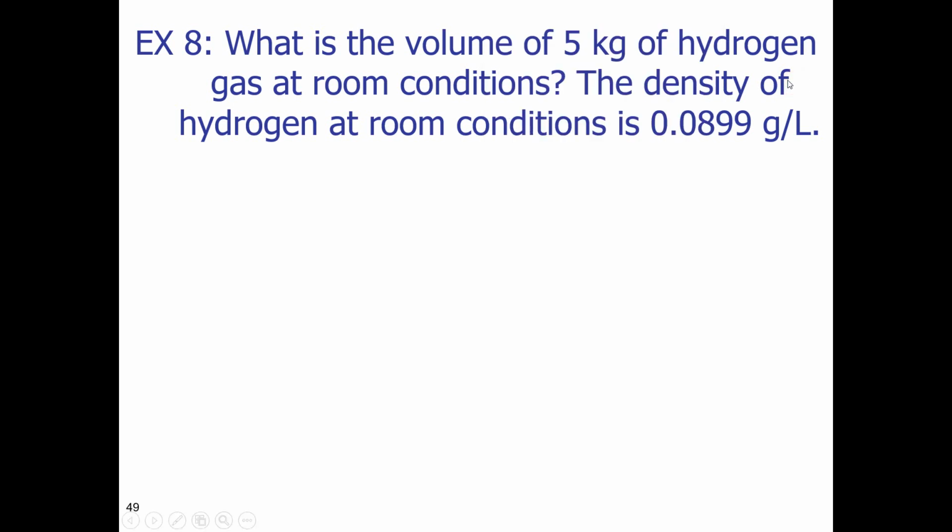Here is the very last example from your note packet. What is the volume of 5 kilograms of hydrogen gas at room conditions? The density of hydrogen at room conditions is 0.0899 grams per liter. This problem looks scary.